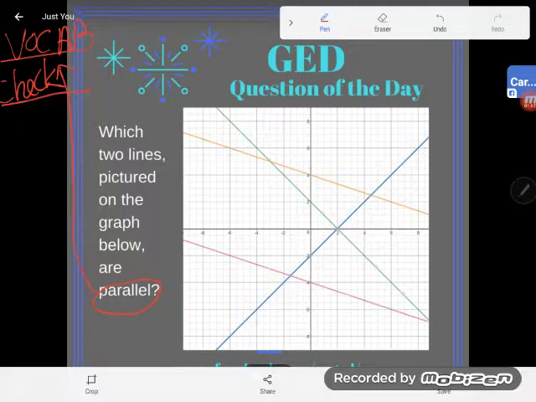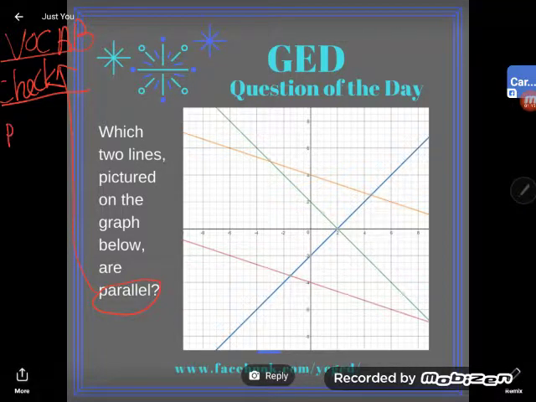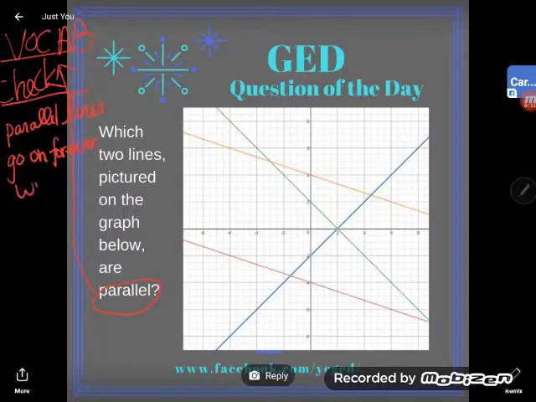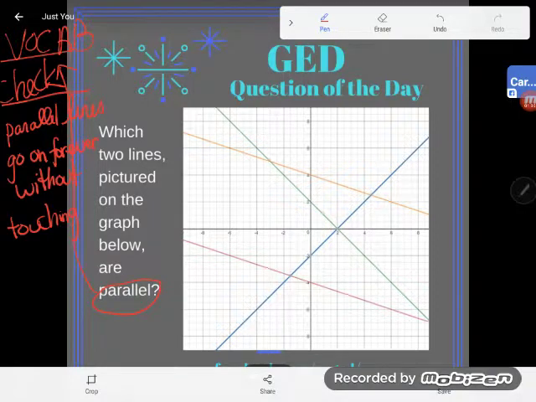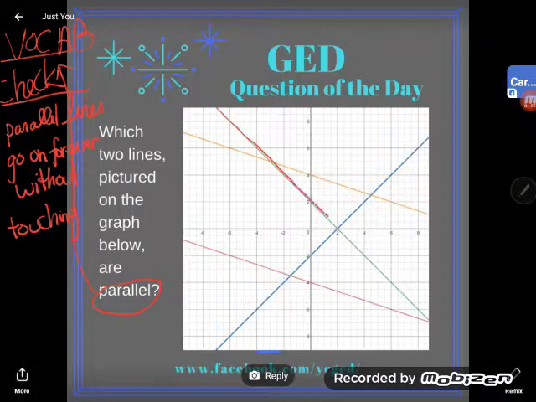So what am I talking about? Parallel lines can go on forever without touching. So this idea here is that they're going to have to be at the exact same angle. They're going to run on and on forever without touching. Let's take a look at, for example, the green and the blue lines.